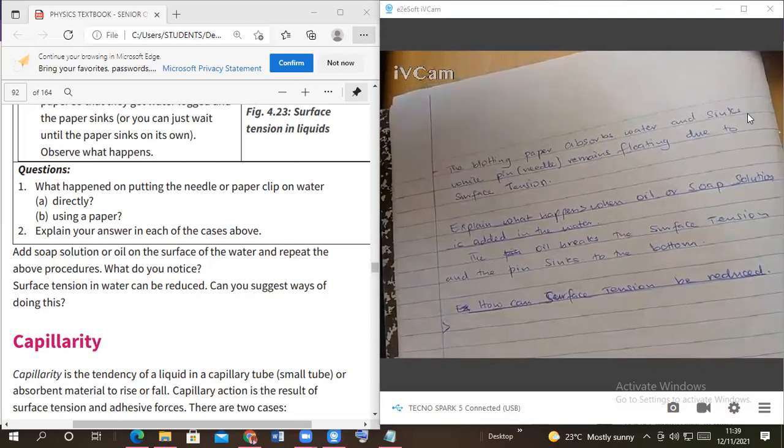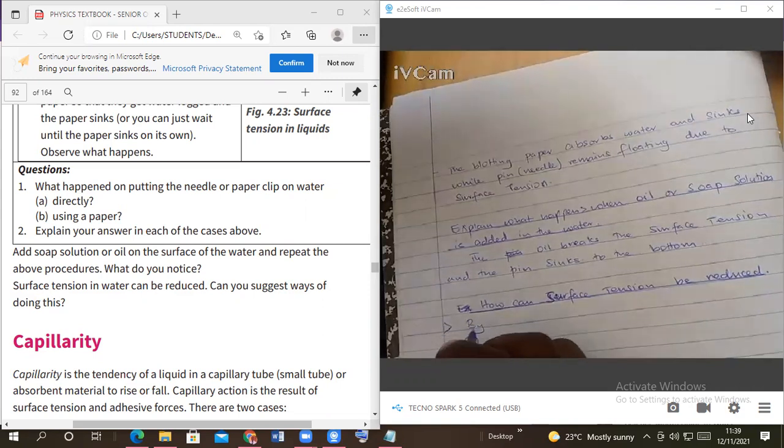Stop being muted. How do you reduce surface tension? Yes, Ruth? By adding oil to water. Adding oil to water. Very good.